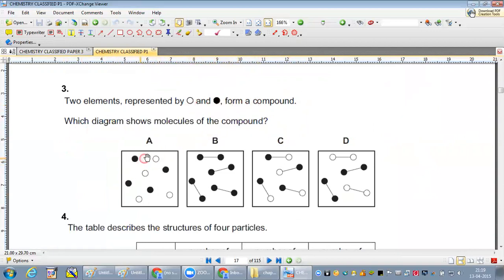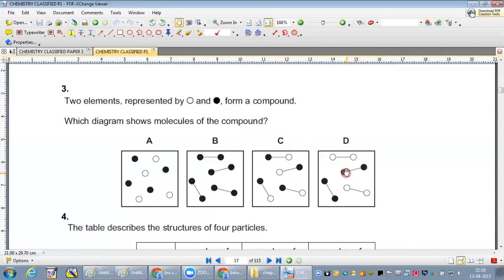Now here the atoms only are separate, there is no bonding between them. Here there are only molecules of B. There is no first kind of molecule. Here in C, you can see both of these are different kinds of atoms bonded together. So this is going to be a compound from these two kinds of atoms.